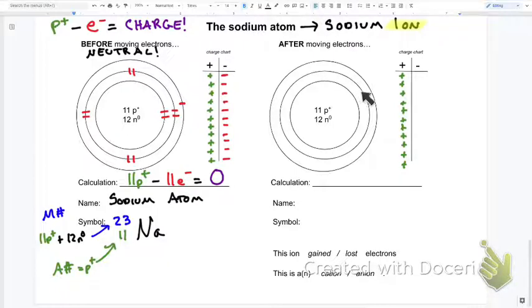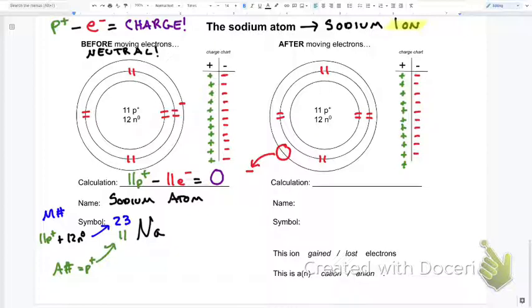Now, you don't need to know why, but this sodium is now going to have 10 electrons after we move electrons. So I'm going to represent that. I have 10 electrons here. One of those electrons left. You don't need to know why or how or when. That's going to be next unit. But you do need to know that we lost an electron, and we're going to show how we lost an electron here in our charge chart. So I'm going to add 10 electrons to my charge chart.